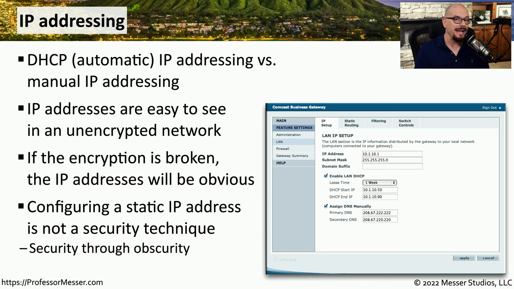Some might think that statically assigning an IP address would somehow make it more difficult for someone to gain access to the network. But in reality, it's relatively easy to determine what IP addresses are used by a network, and you shouldn't use that as any type of security mechanism. We often refer to this as security through obscurity, which means if you know the security method that's being used, it's very, very trivial to circumvent it.